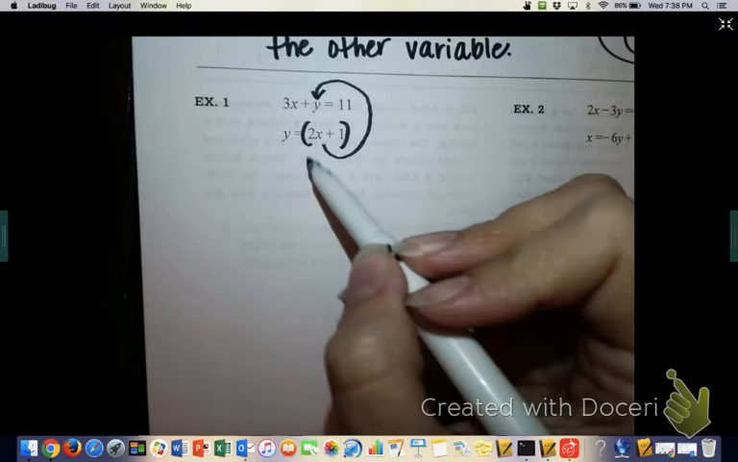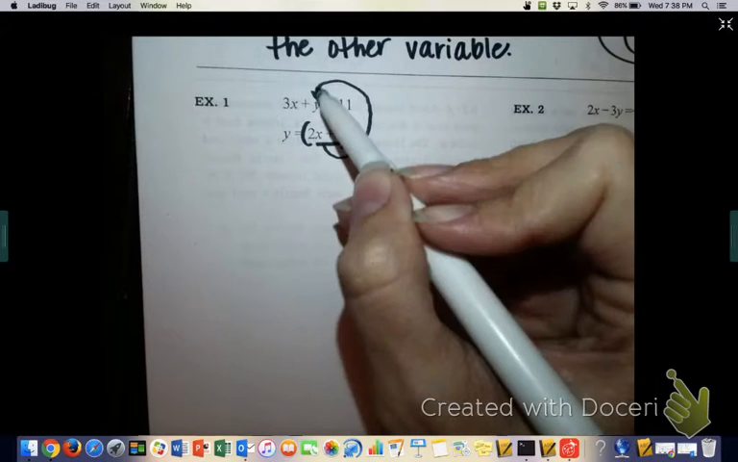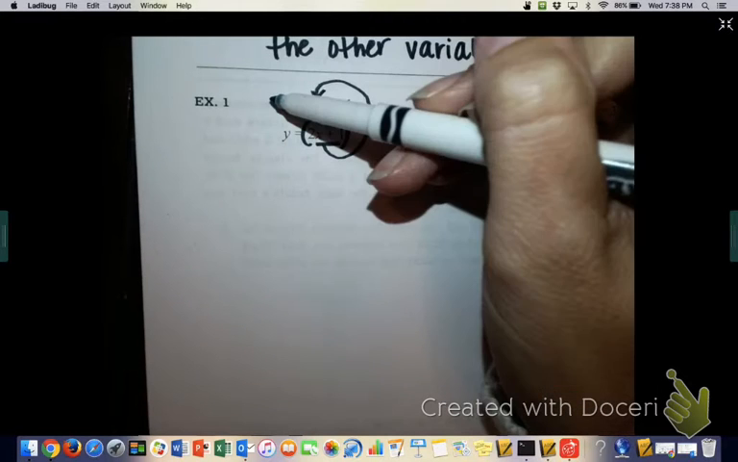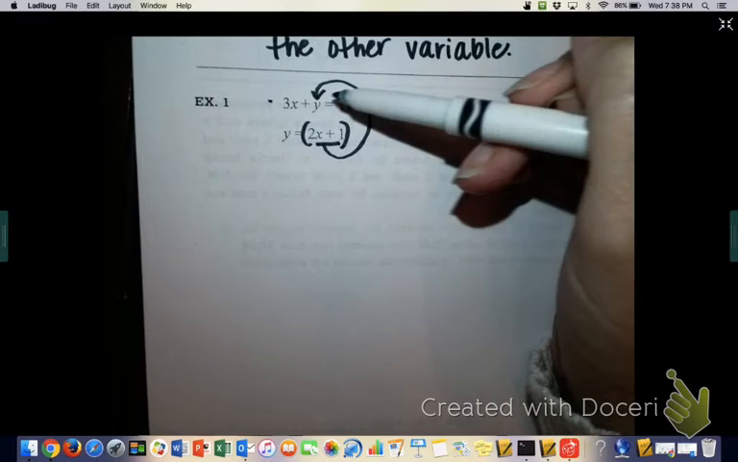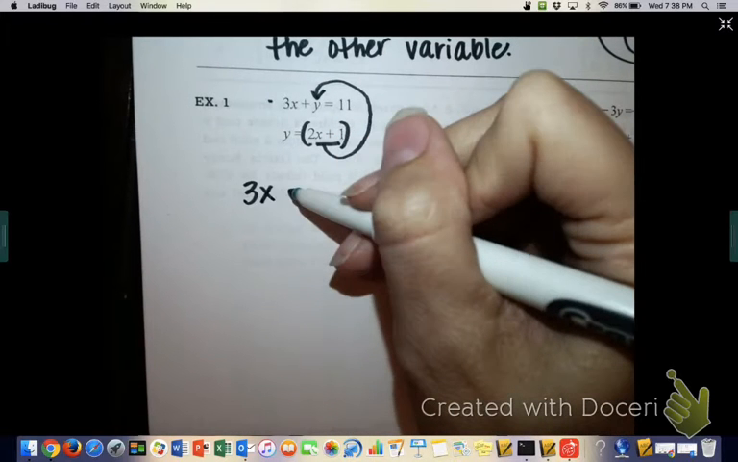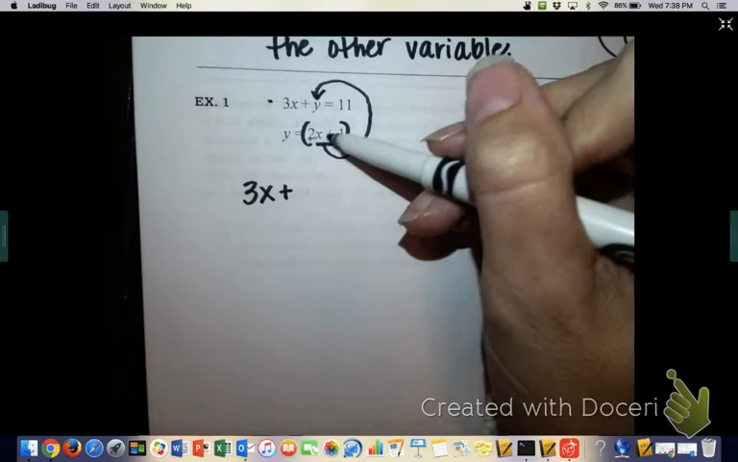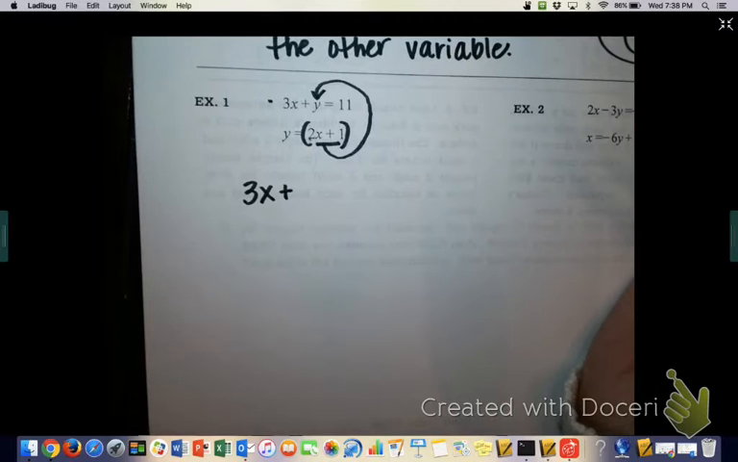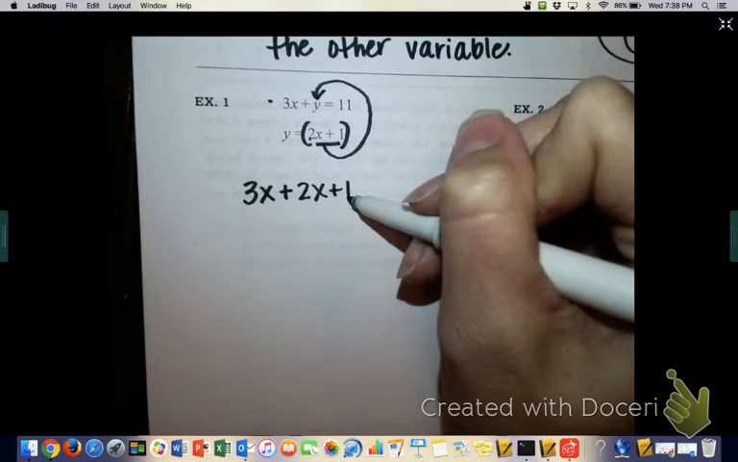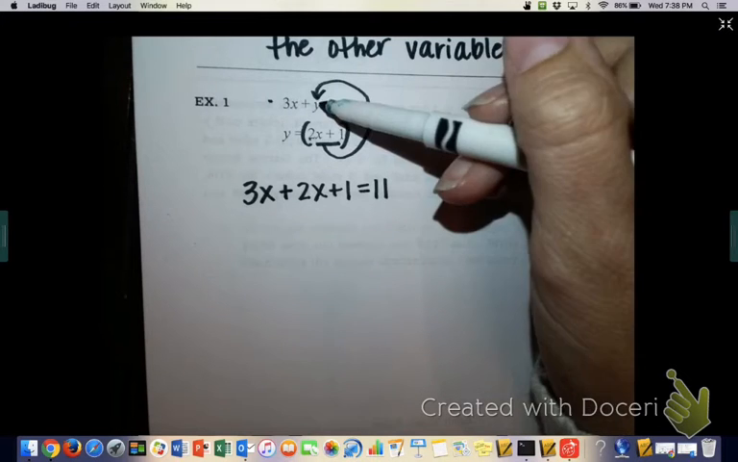It's saying y equals this, so therefore, in our first equation, we're no longer going to use y, we're going to use 2x plus 1. So I'm going to rewrite this top equation now, except instead of y, I'm going to use 2x plus 1. So 3x stays 3x, plus stays plus, but no longer use that y. Use 2x plus 1 because we are substituting that in for y. 2x plus 1. Equals stays equals, 11 stays 11. So I just rewrote that first equation, but I substituted 2x plus 1 in for y.